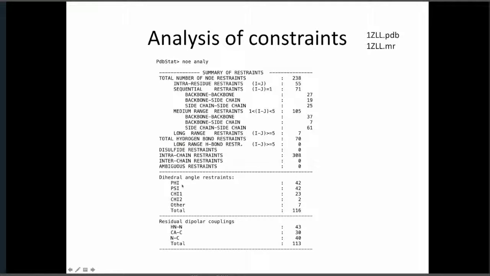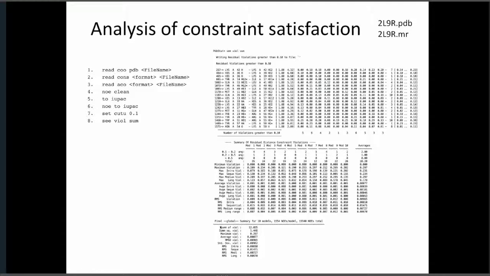Sorry. So if you have more than that inside, you have Chi1, Chi2, and other Chis, like in this work that people were doing over this structure. You can get all the dihedral and even residual dipolar couplings also. Everything will be classified, hopefully. This is the analysis of constraint satisfaction, sorry.